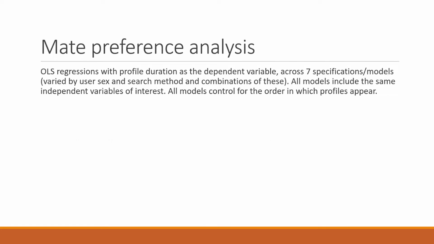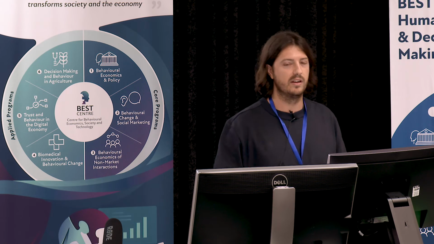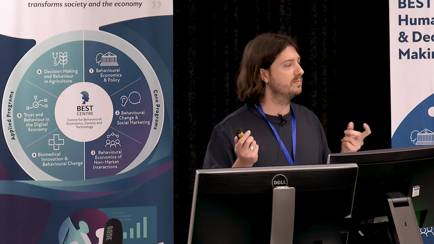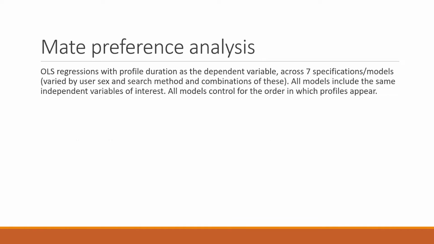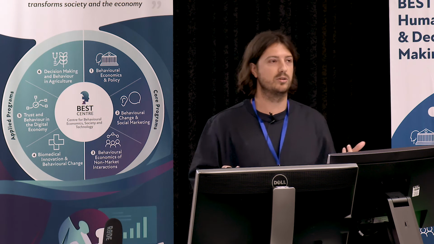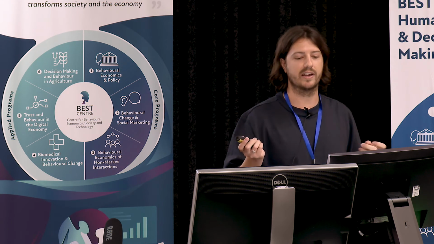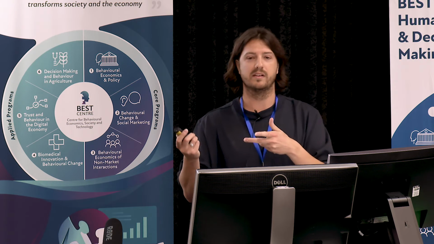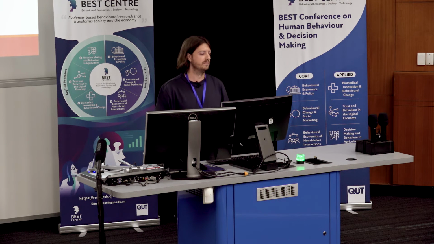Next, we do some OLS regressions with profile duration as the dependent variable. We have 7 specifications or models here that are all varied by sex and the search method, and some combinations of these. All models include the same independent variables of interest, and they include user attributes and profile attributes, so we can see if there are any effects for the user themselves or the participant, or the profile that they're looking at, which would increase that duration dependent variable.